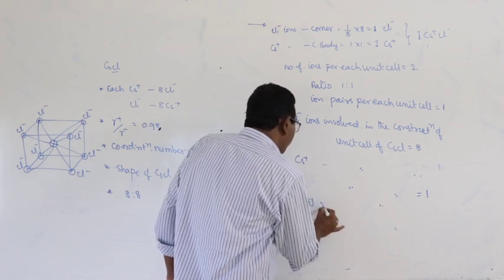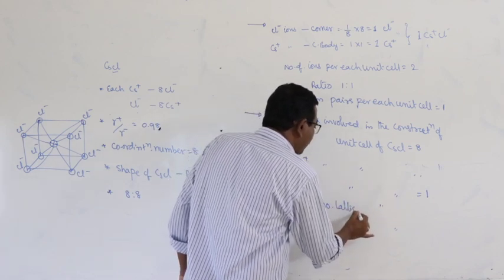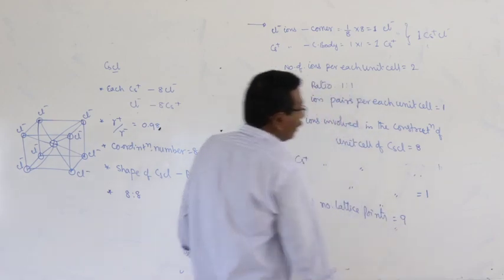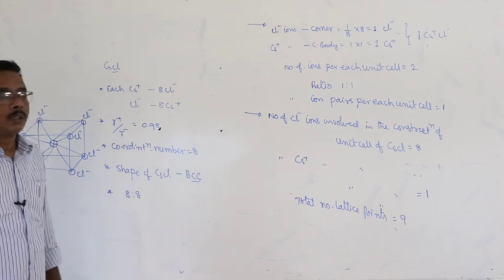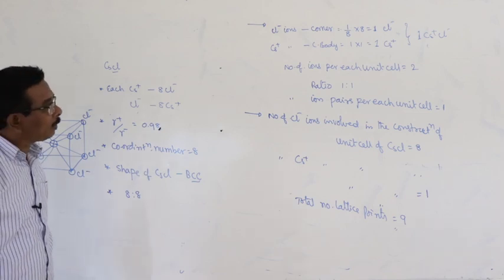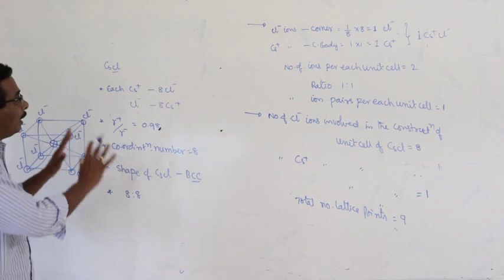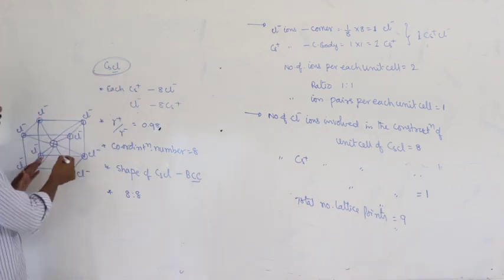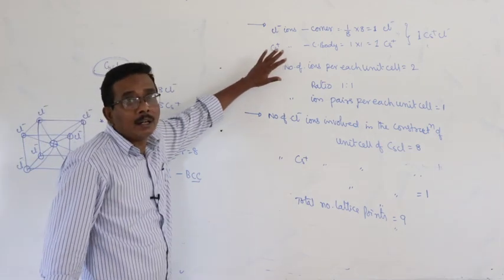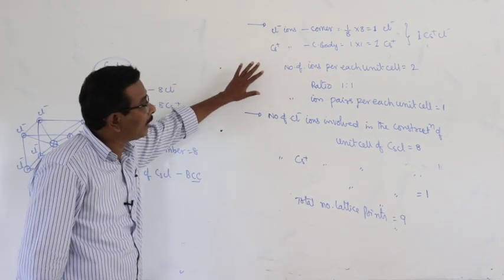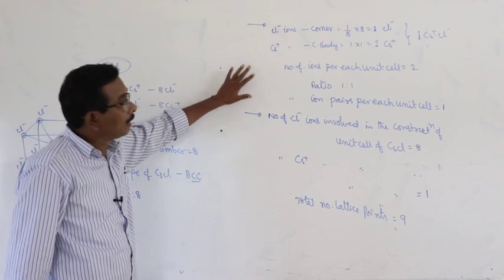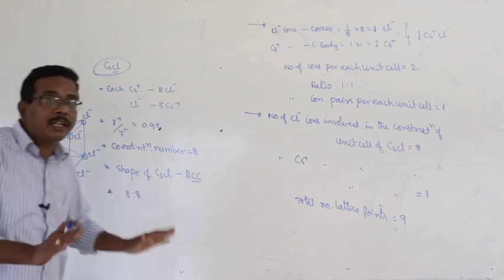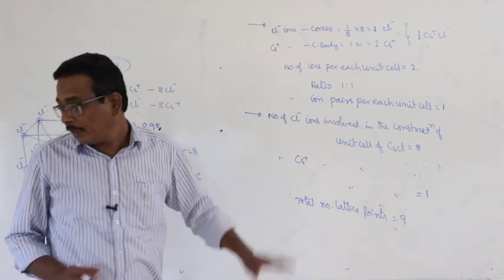Total number of lattice points equal to 9. This is about the details that are related to the cesium chloride crystal. This is the structure, and this is about the objective details, statements given directly that related to the objective question, cesium chloride and sodium chloride, and totally the crystal structures.